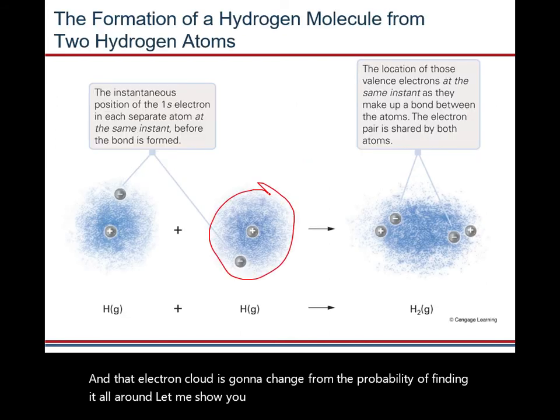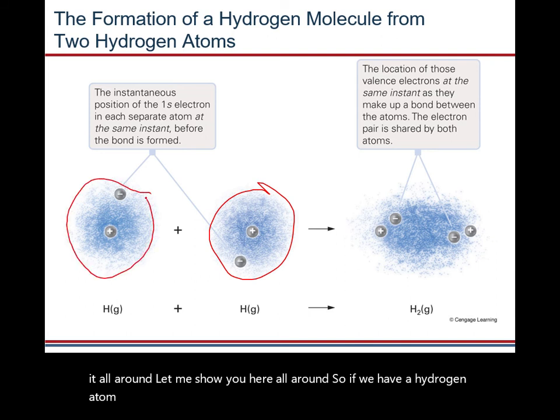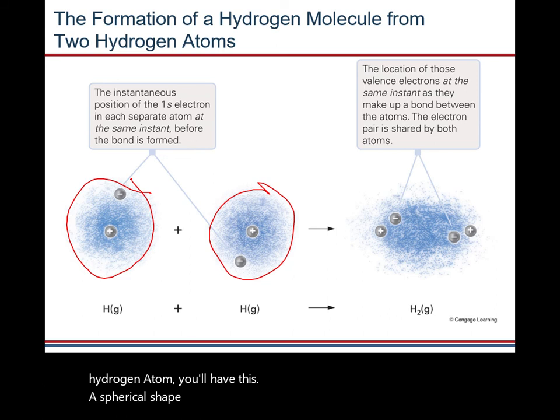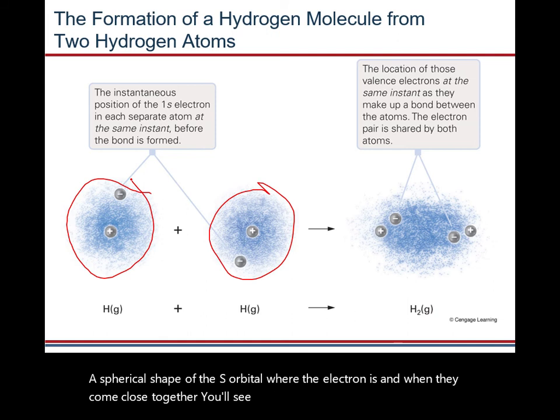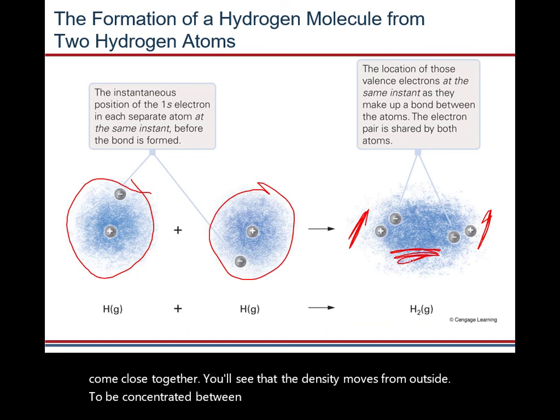So if we have a hydrogen atom, you'll have a spherical shape of the s orbital where the electron is, and when two atoms come close together, you'll see that the density moves from outside to be concentrated between the two nuclei, and this happens through what's known as orbital overlap.